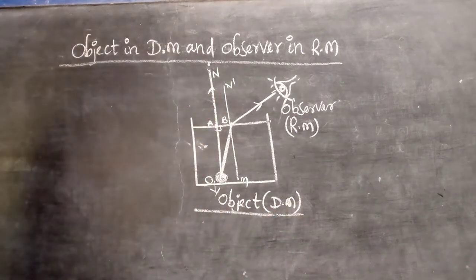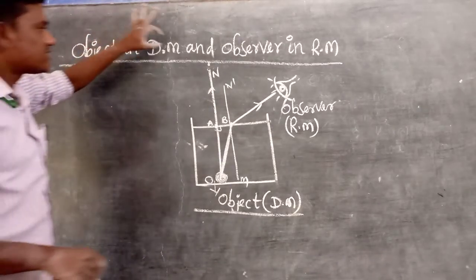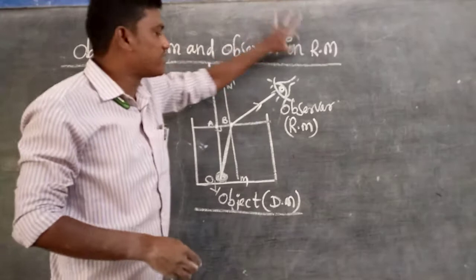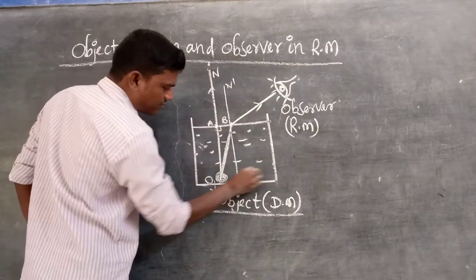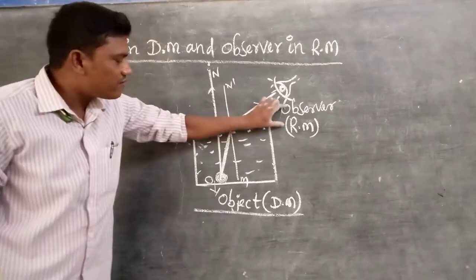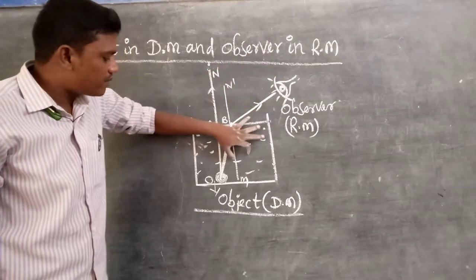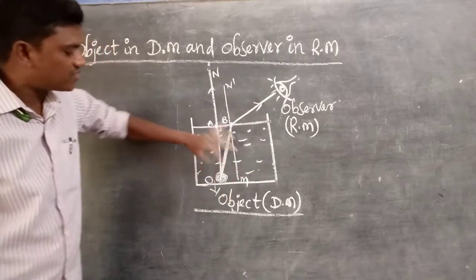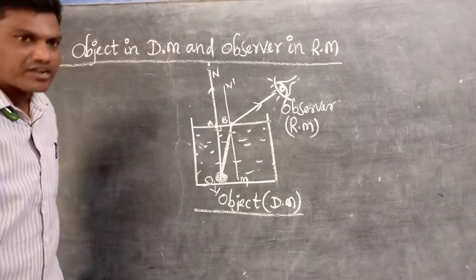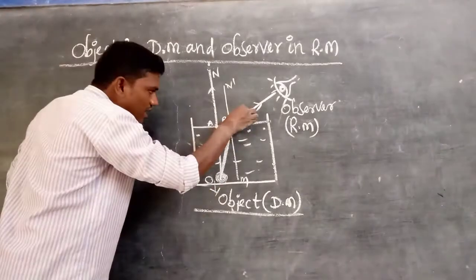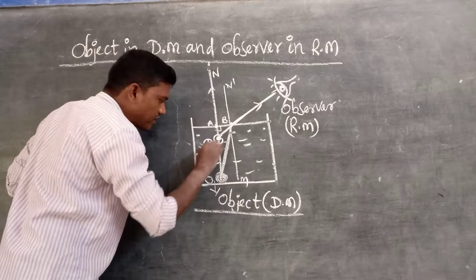Here observe very carefully. So what is our concept? Object in denser medium and observer in rarer medium. According to the diagram, the observer is in which medium? Rarer medium, which is nothing but the air, and the object is in the denser medium, which is nothing but water. Now due to the refraction, what will happen? The image of this is shifted to here.